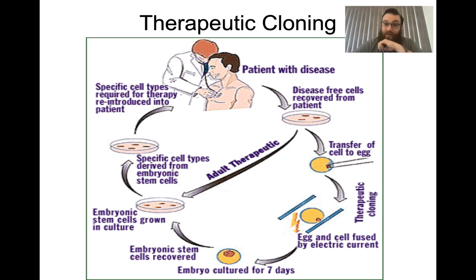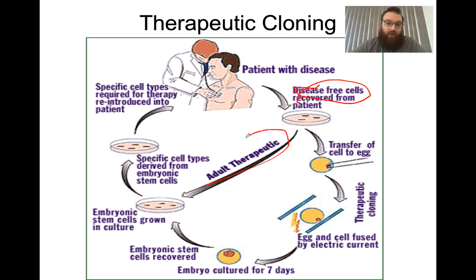So when we talk about therapeutic cloning, you get a disease-free cell from either a donor or a different part of the body. Okay, and then you can transfer the genetic material from a different cell into an egg cell, so it can start to reproduce. Okay, and then the stem cells will grow on a plate, and eventually to the point where it can be put into the patient.